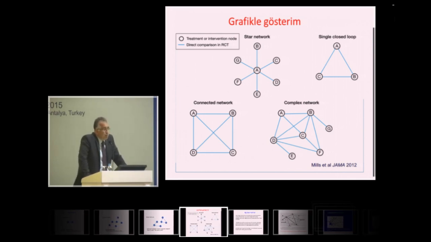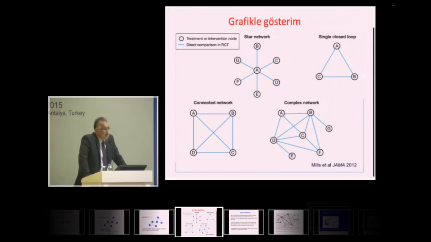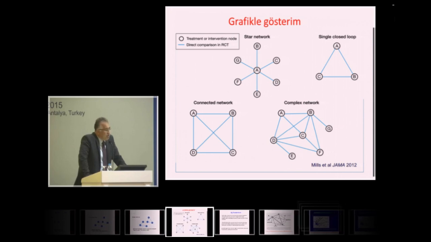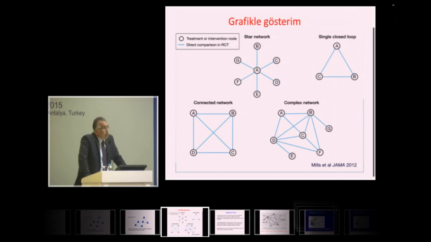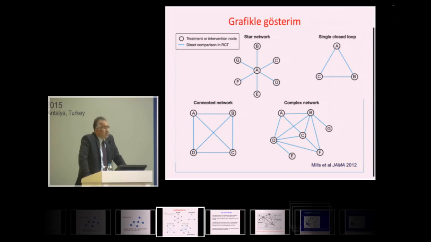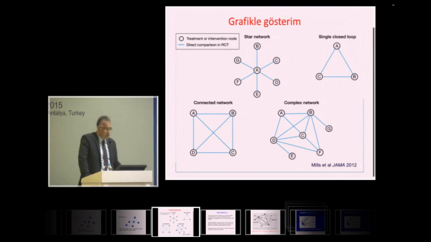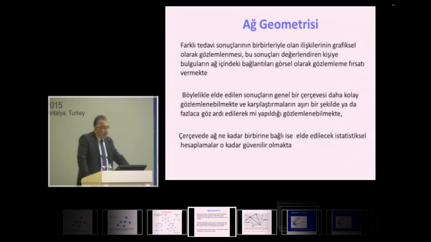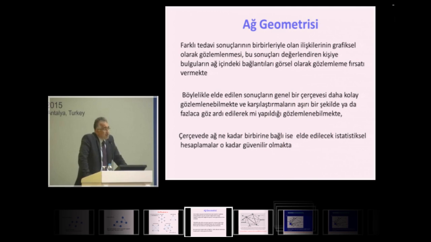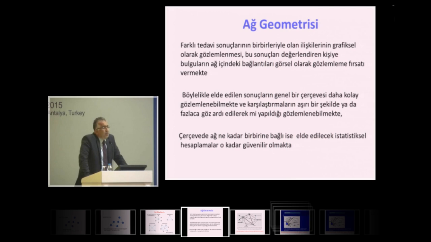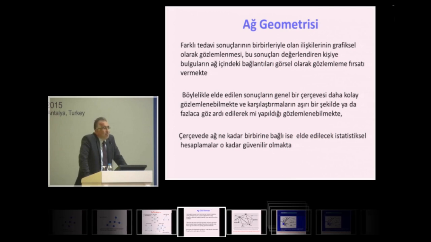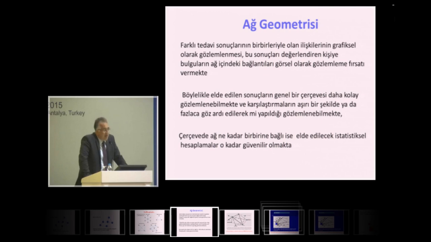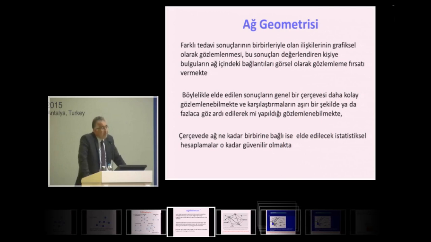You see, this is a network in the shape of a star network, or a single closed loop, when, as you see, there is a direct relationship between A and B and C, or a connected network, again interrelated with one another. But mostly we are generally talking about complex networks, where there are results that have no connection with one another. There is this thing called network geometry. This network geometry is a visual aid to see the relationship between different variables.